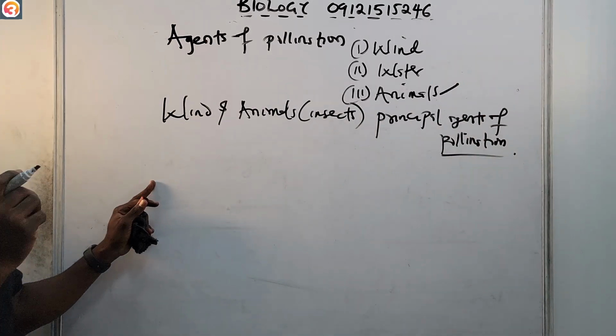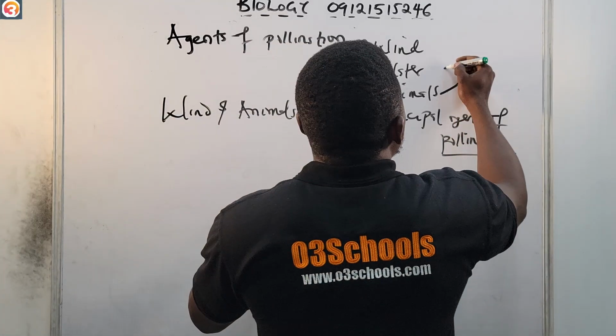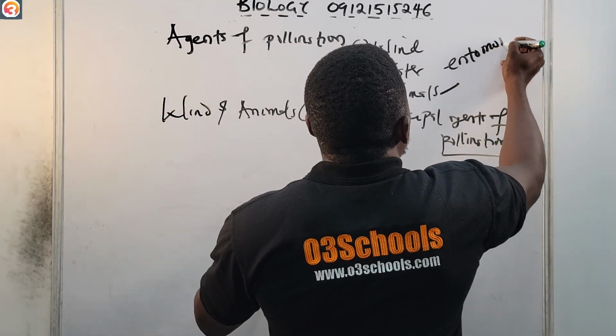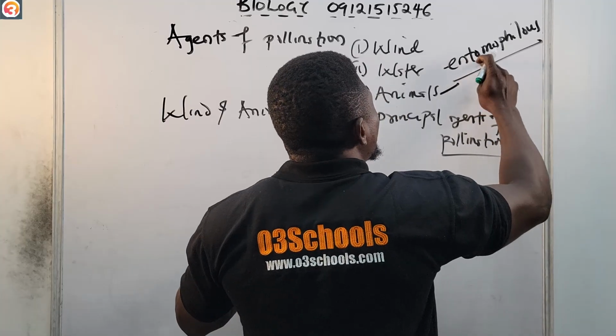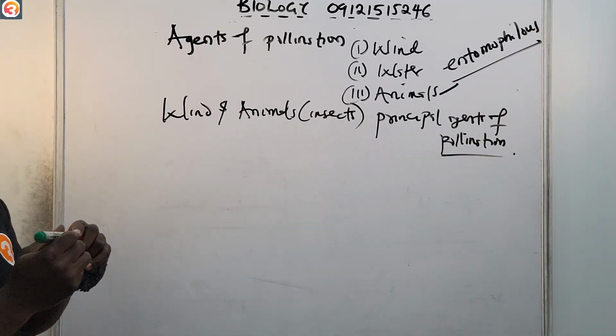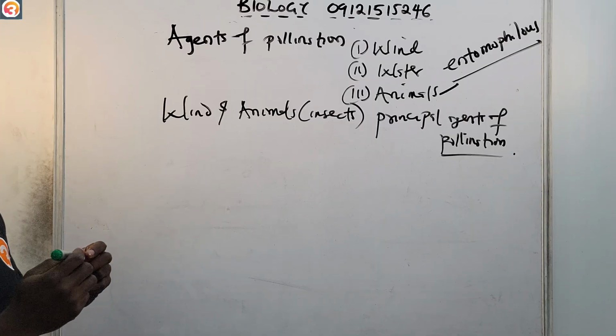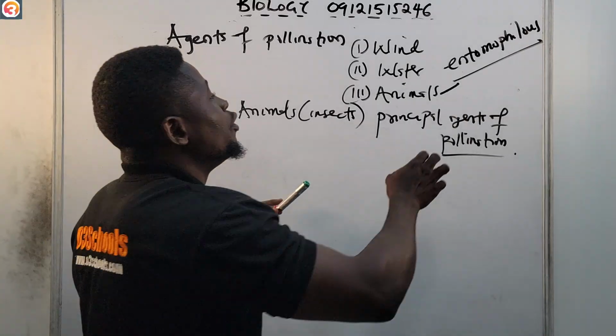Insects, okay, are the ones we refer to as entomophilous. Okay, we call them what? Entomophilous. Okay, flowers that are pollinated by insects, by animals like insects, we say they are entomophilous.